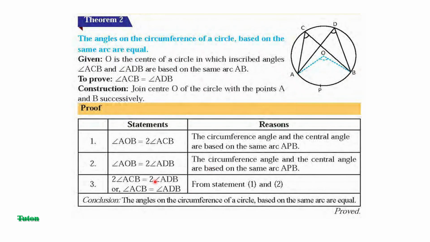Here equating statement 1 and statement 2, we get 2 angle ACB is equal to 2 angle ADB. Now cancelling 2 on both sides, we get angle ACB is equal to angle ADB. Finally we have proved that angle ACB and angle ADB, which are the circumferential angles on the same arc AB, are the same in angular value.